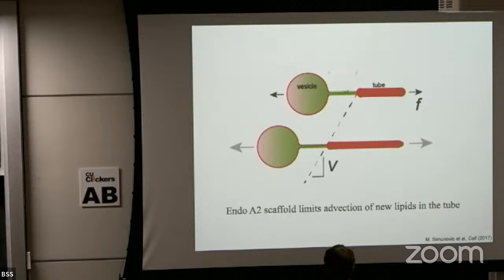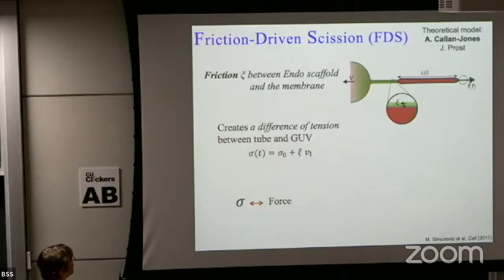Okay, so the model we had in mind is that now if we are going to pull, when we have a vesicle and the scaffold here, and we move the vesicle away, the scaffold is limiting the advection of lipid into the tube to help extend the tube, right? To describe that, there was a model by Andrew Callan-Jones and Jacques Prost. So we describe this effect as a friction between the scaffold formed by the endophilin and the tube.